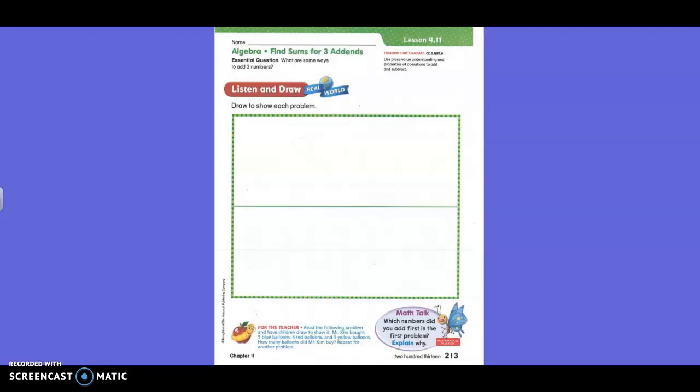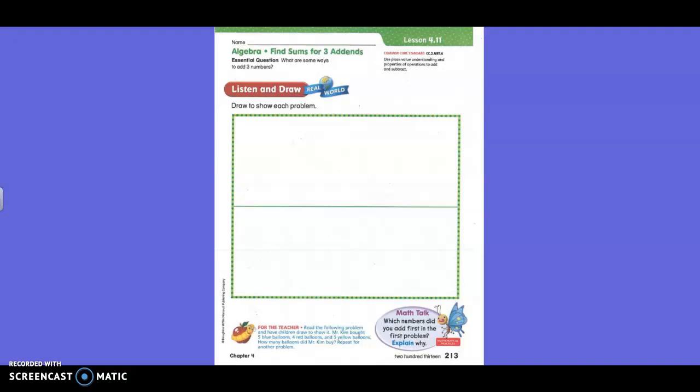So let me tell you the story for today. Mr. Kim bought 5 blue balloons, 4 red balloons, and 5 yellow balloons. How many balloons did Mr. Kim buy? Okay, now you could draw a picture, okay? You could draw circles for all of the balloons that they had. But I mainly want numbers, okay?